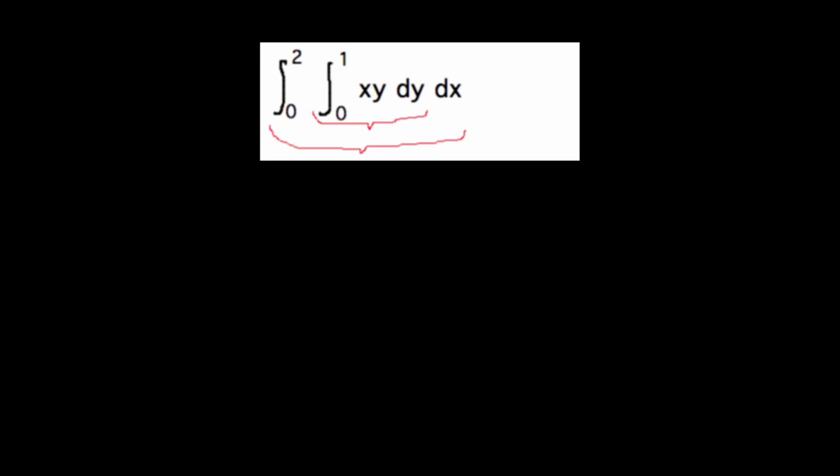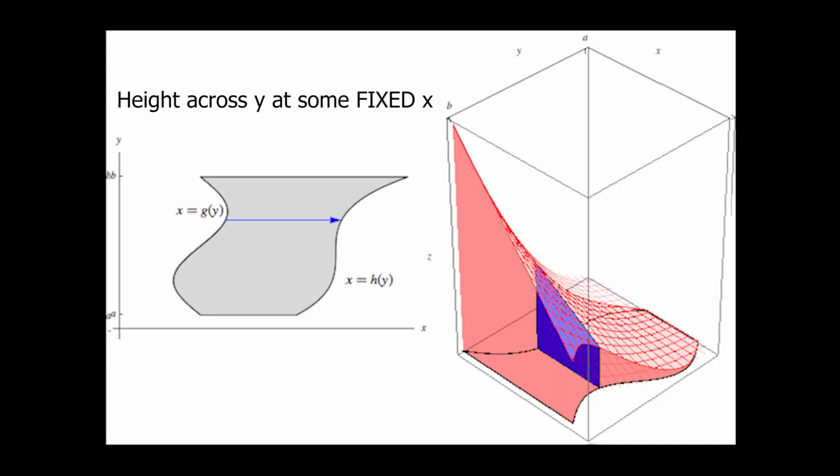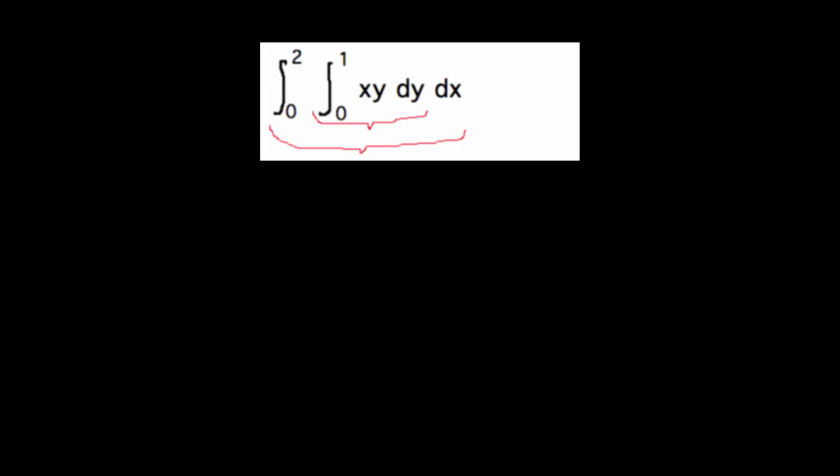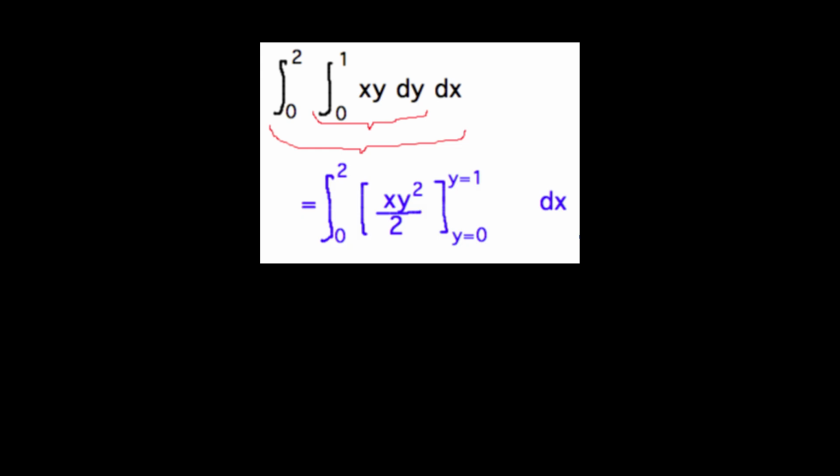Now that we have the basics, let's work through an example. Recall the differences between the inner integral and the outer integral. Remember, the inner integral represents the height across y at some fixed x. This means we will treat x as a constant, just like we would treat the numbers 1 or 2. Now, we will start integrating our inner integral, treating x as a constant. Important to note, our bounds for this inner integral are y values.